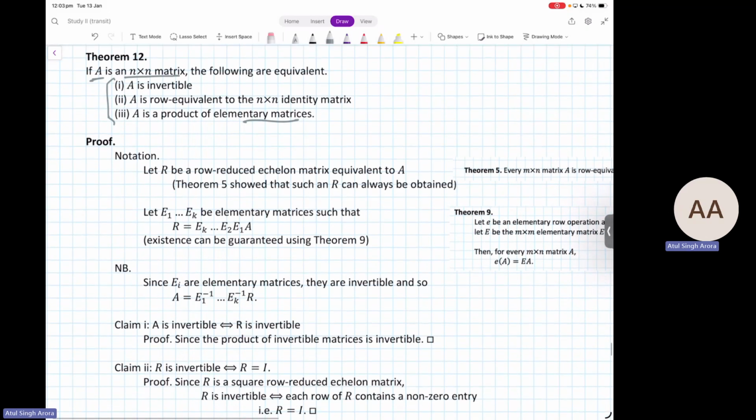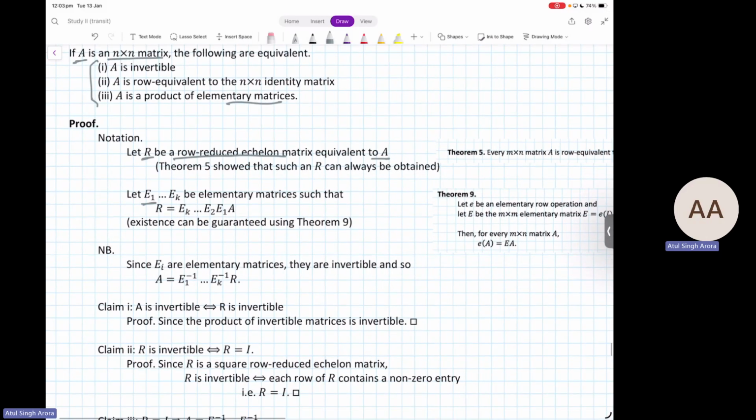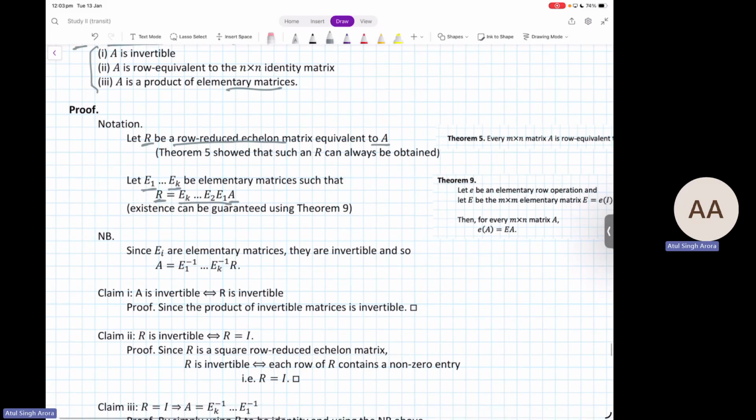Okay. So let's set up some notation. Let R be the row reduced echelon matrix equivalent to A. And in theorem 5 we showed that such an R always exists. For every matrix one can do this. The next step is E1 to Ek are elementary matrices such that one multiplies capital A with these elementary matrices to obtain capital R. This we already proved, right? We just proved it like a theorem 9.